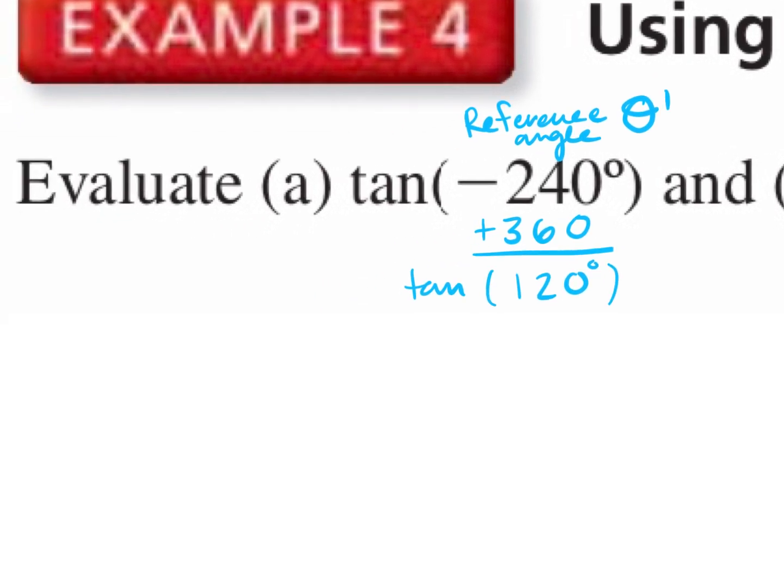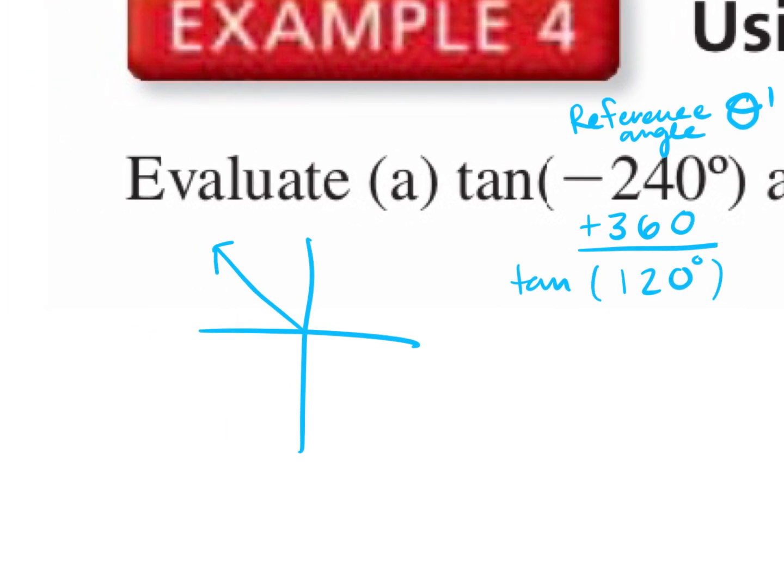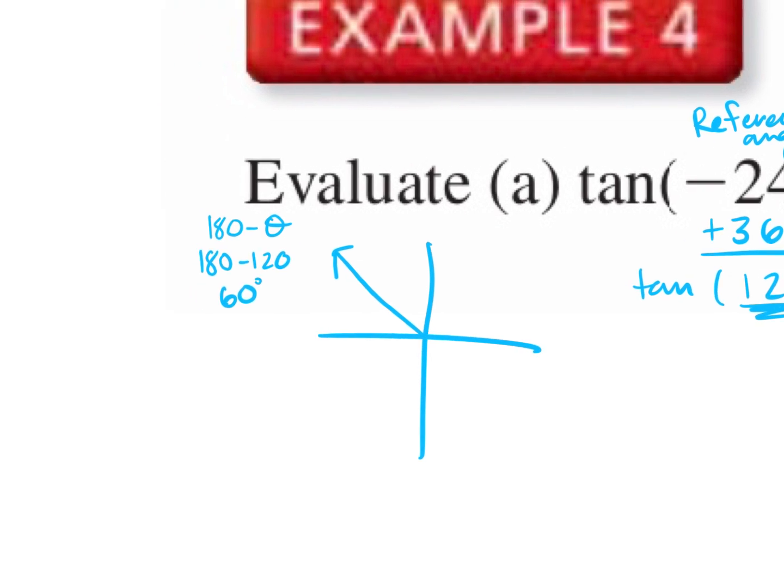So on our graph, 120 would be in the second quadrant. So in the second quadrant, we use the formula 180 minus theta, which theta here is the angle that we're talking about. So we're going to do 180 minus 120, which would be 60. So we're looking for the tangent of 60 degrees.